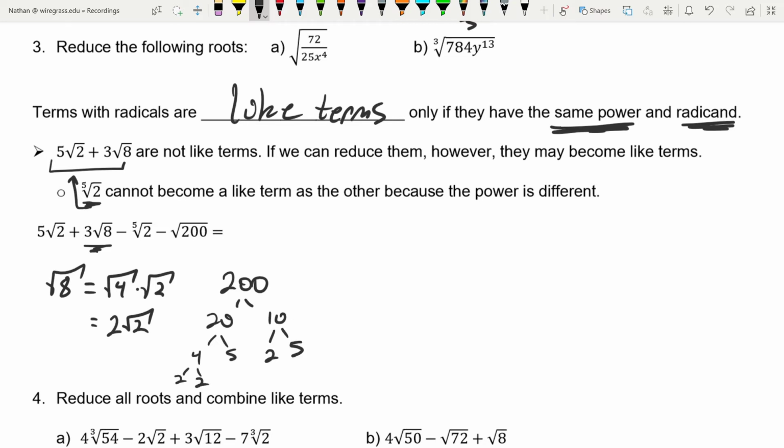This is a square root, so there's a 2 there. In other words, we're looking for groups of 2 of the same number. We've got 2 2s, and we have 2 5s, with a single 2 remaining. So a 2 and a 5 are going to go on the outside, and a 2 remains on the inside. So 5 root 2 is the same thing. That hasn't changed. Now 3 root 8 is going to be 3 times 2 root 2. That's what root 8 equals.